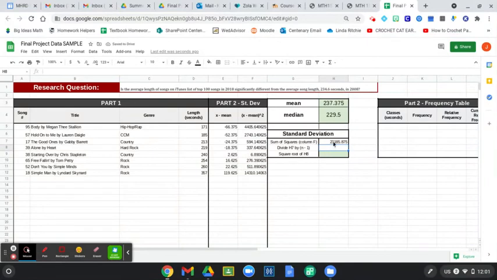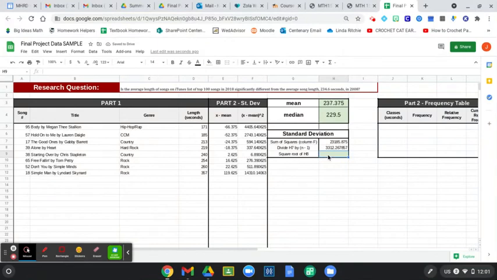Then it says take H7, what we just found the sum of, and we have to divide it by n minus 1. So equals to start a formula, grab H7, divide by n minus 1, which is how many data points there are, but minus 1. So I have 8 data points, so I'm going to divide by 7. Press enter.